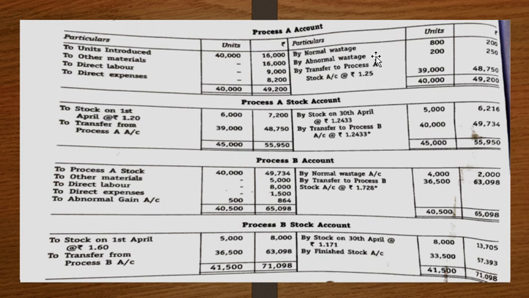You knew the output units, the number of units which is transferred to the next process, for process A, but the value will always be the balancing figure after you find out your abnormal loss value. So the balancing figure you get is 48,750. So these goods transferred from process A will be received in process B's account. Before that, we need to prepare the stock account. So the closing stock value, at the end of process A, for the number of units you get is 39,000, which is for 48,750.